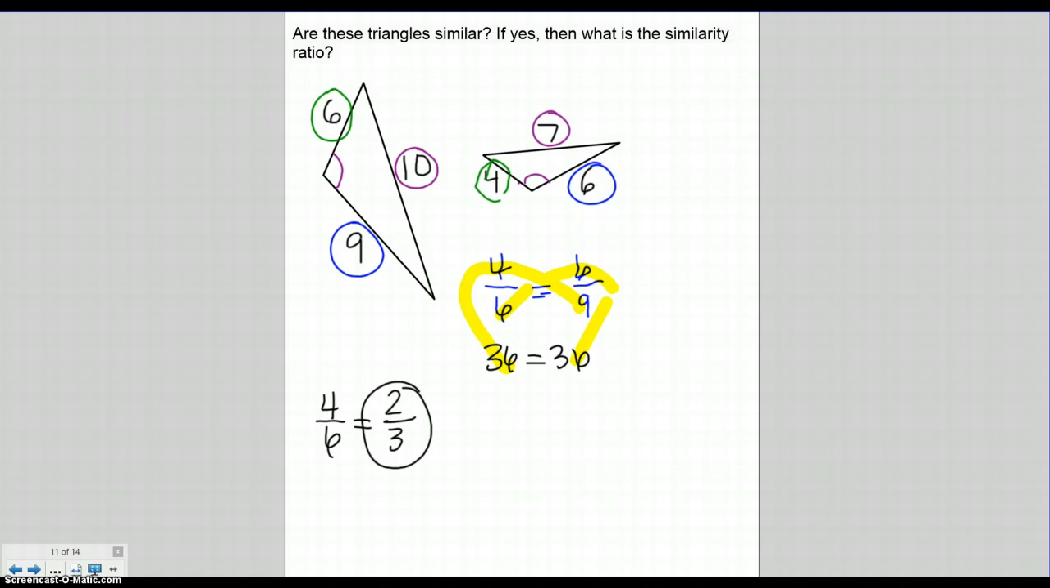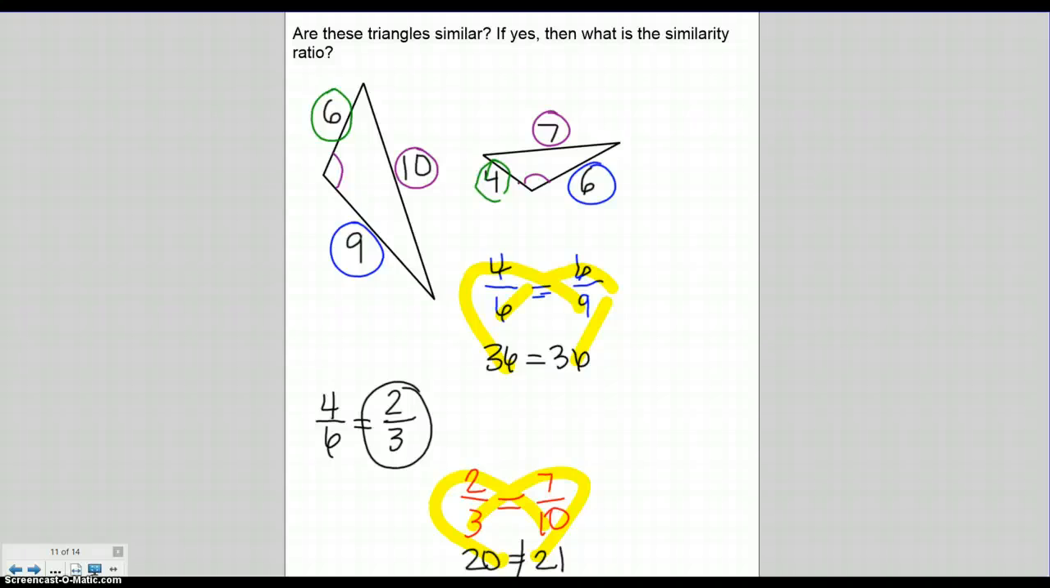Again, I'm going to take that similarity ratio and set it equal to my remaining set of sides. So 2/3 is equal to 7 over 10. Cross multiply. So what is 10 times 2? 20. And 3 times 7 is 21. Well, 20 and 21 are not equal to each other.